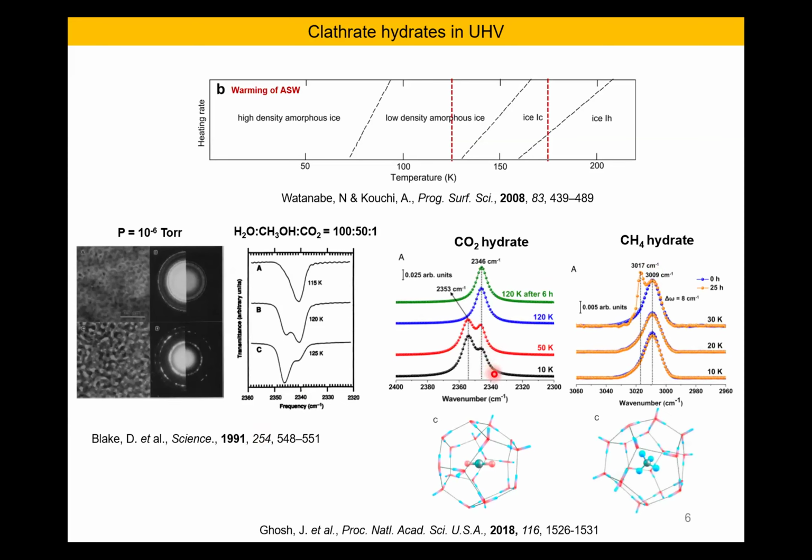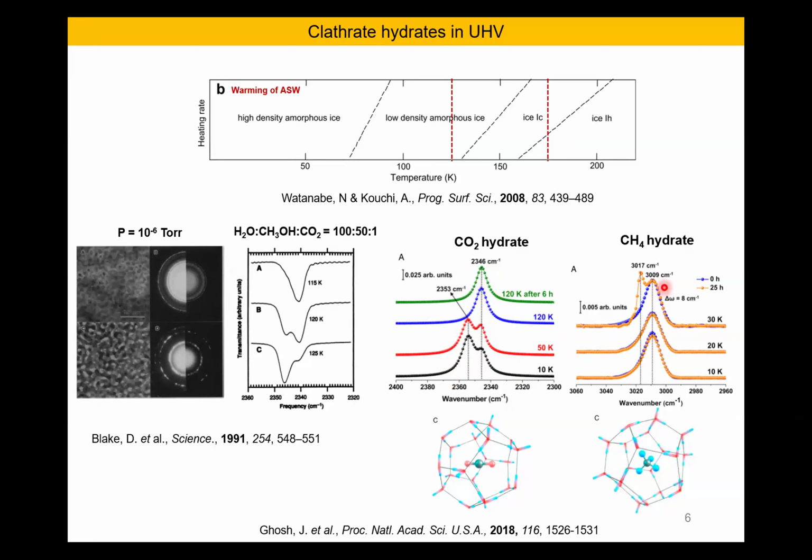He deposited carbon dioxide vapor and water vapor simultaneously on a ruthenium substrate. What he saw was that one part of the molecules goes into the amorphous ice matrix, at 2353 centimeter inverse, but another part goes into the small cages of structure 1 clathrate hydrate, at 2346 centimeter inverse. Interestingly, when he annealed from 10 Kelvin to 120 Kelvin, the peak at 2353 totally vanished, and the remaining peak is 2346 centimeter inverse, which is the clathrate hydrate. So he suggests that at higher temperature, all the carbon dioxide molecules go to the structure 1 small cage.